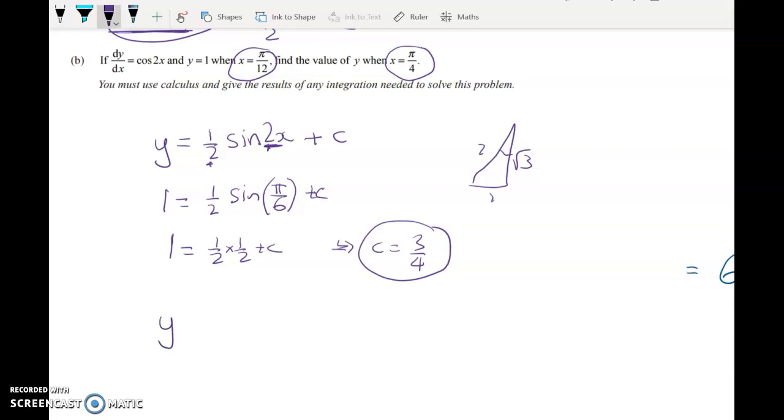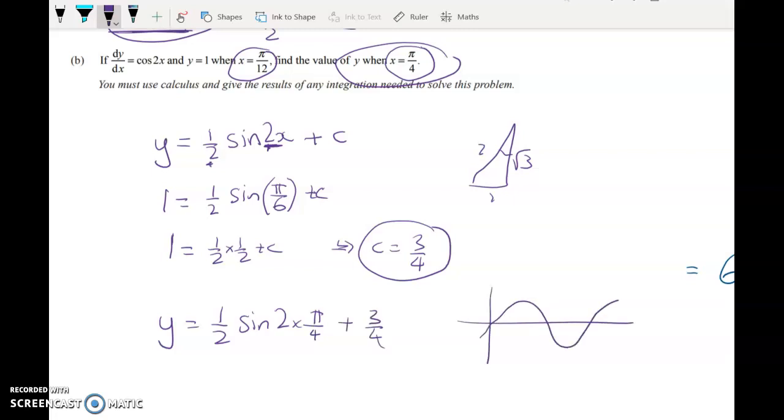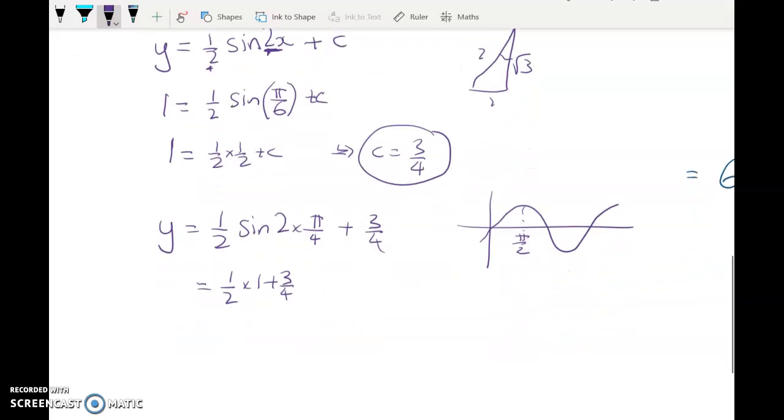That means that we can figure out y when x is pi on 4 as follows. So it'll be a half of sine of 2 times pi on 4 plus 3/4. Sine of 2 times pi on 4 is just sine of pi on 2, which is 1. So it's a half of 1 plus 3/4, which gives us 5/4 or 1.25.